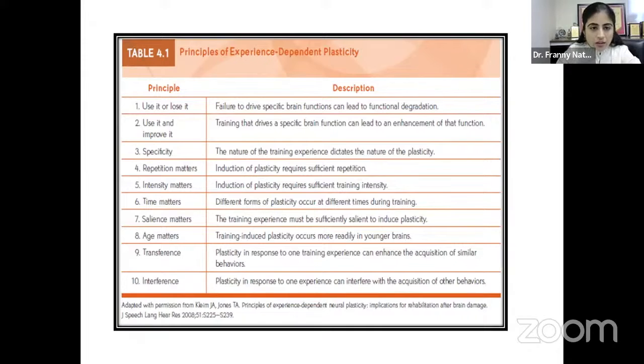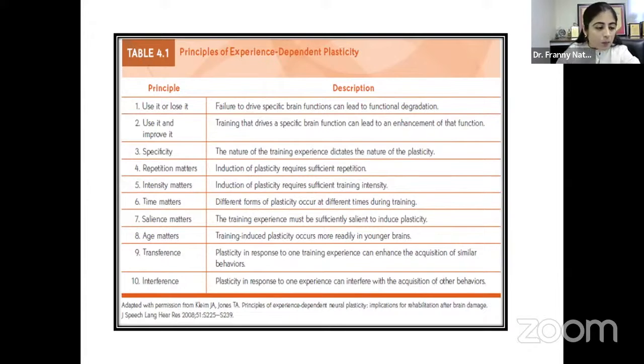Moving ahead, the sixth principle is time matters. Different forms of plasticity occur at different times during training. So the training is going to vary from time to time. That is, the training for the acute phase would vary as compared to the subacute and then the chronic stage.